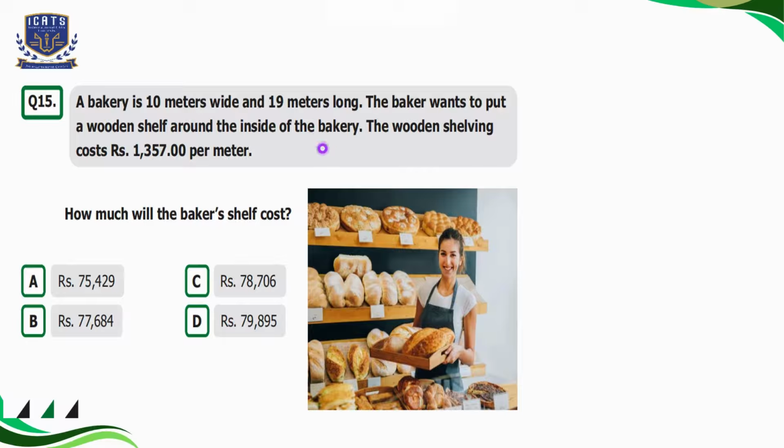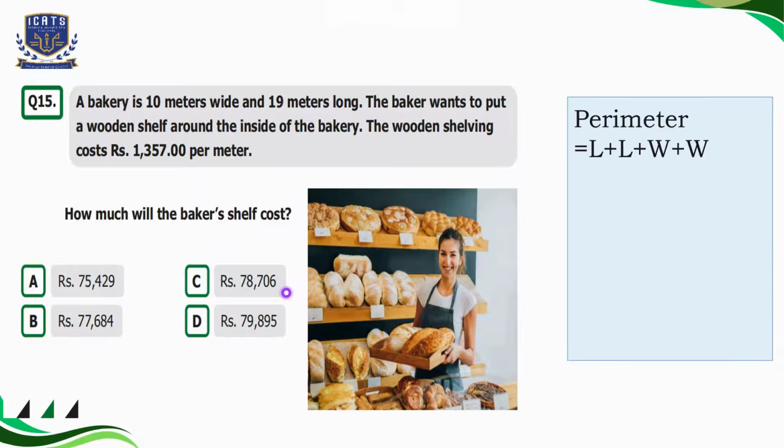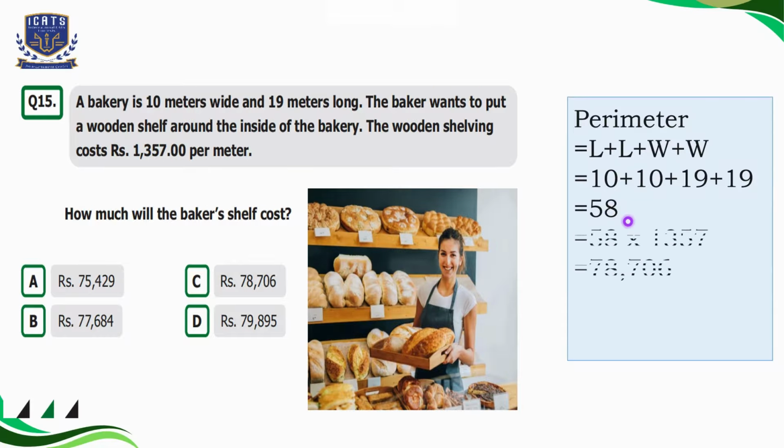So as he has to set the shelf around the boundary of the bakery, we will calculate the perimeter of our rectangle. The formula is 2 into length plus width, or you can write length plus width plus width. We will put the value of length and width in the formula. As the length is 10 meters, we will repeat it 2 times, and width is 19 meters. The total perimeter is 58 meters.